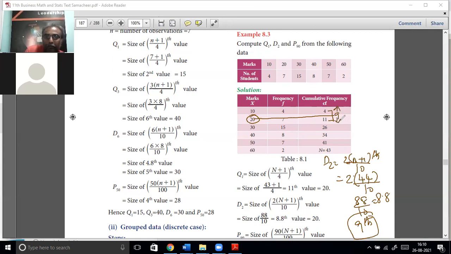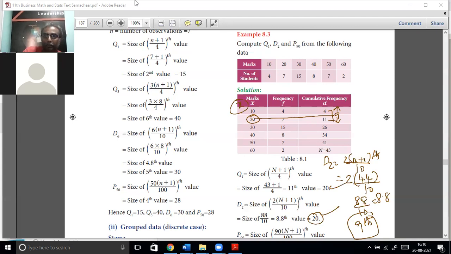So that is the 9th item. What is the corresponding X value? X value only you want to put, which is 20. So the ninth value is 20. That is again correct.